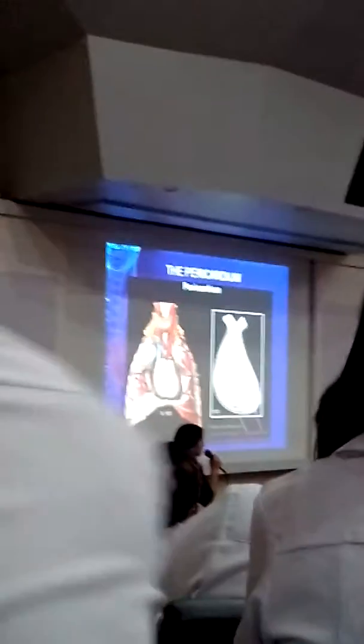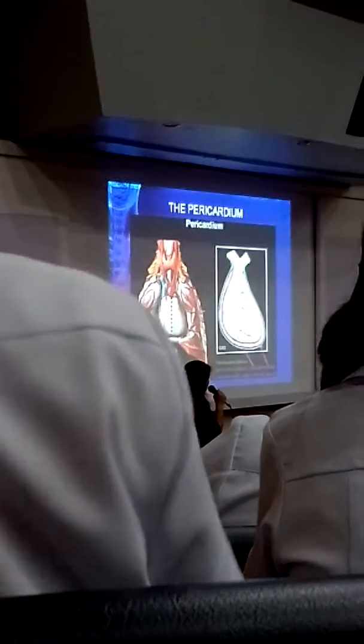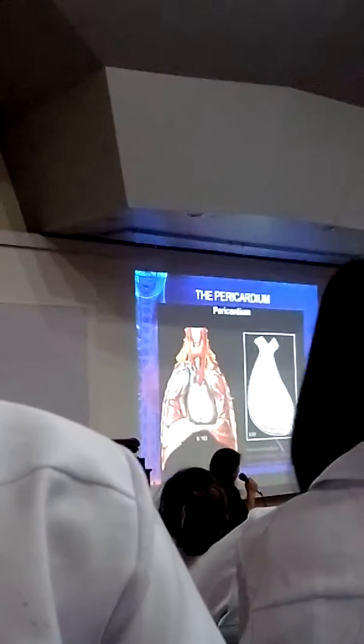The outer layer, the one that lines the inner surface of the fibrous pericardium, is the parietal layer. In between these 2 layers is the pericardial cavity, a potential space that normally contains a thin film of fluid that allows the heart to move and beat in a frictionless environment.